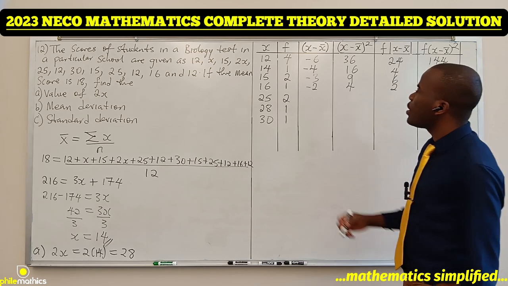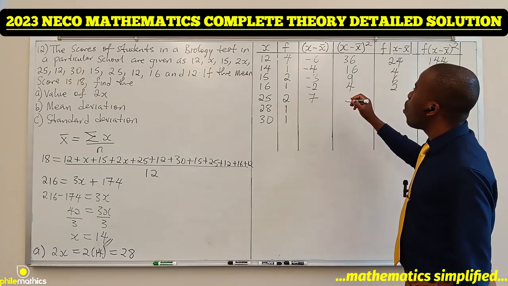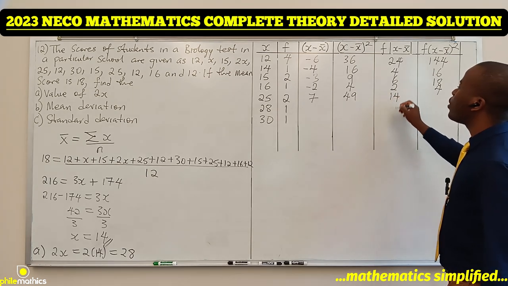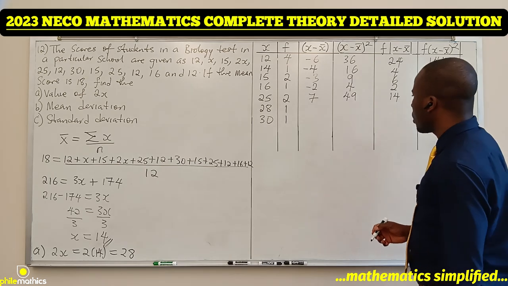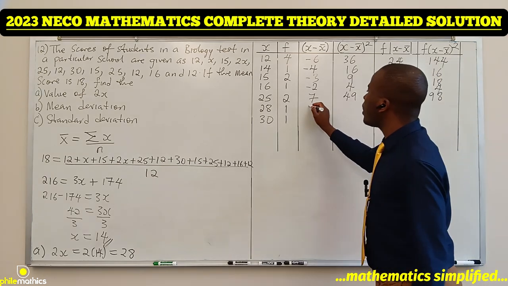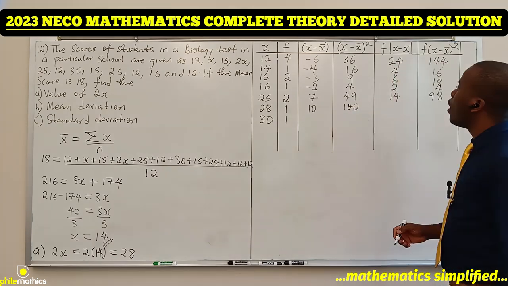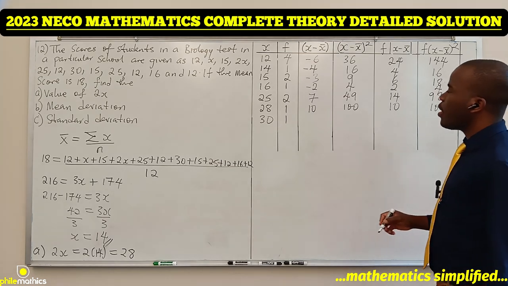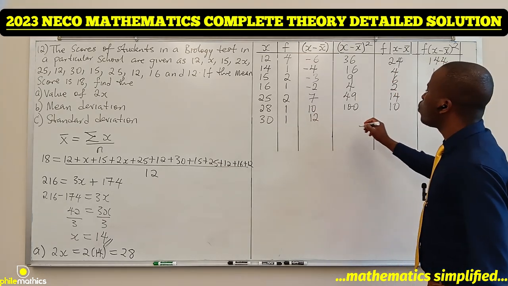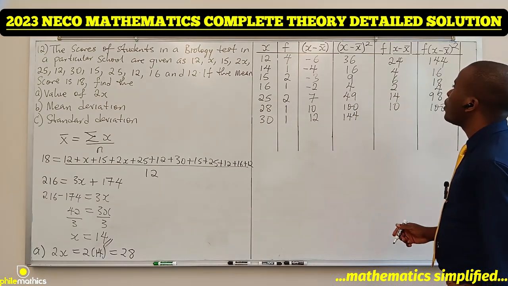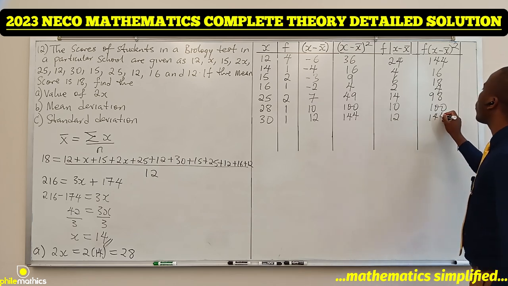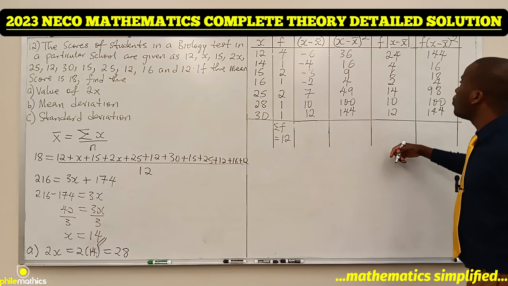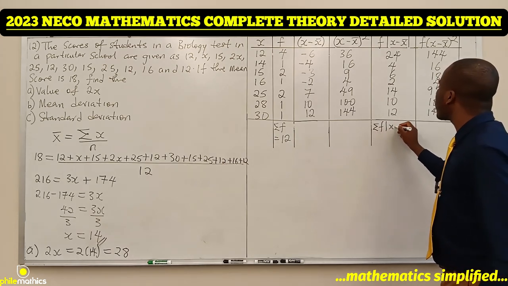25 minus 18 is 7. 7 square is 49. 2 times 7 is 14, and 2 times 49 is 98. 28 minus 18 is 10. 10 square is 100. 1 times 10 is 10, and 1 times 100 is 100. And finally, 30 minus 18 is 12. 12 square is 144. 1 times 12 is 12. 1 times 144 is 144. Our summation of f is 12. And so if we sum this, we'll have sum of f x minus x bar.